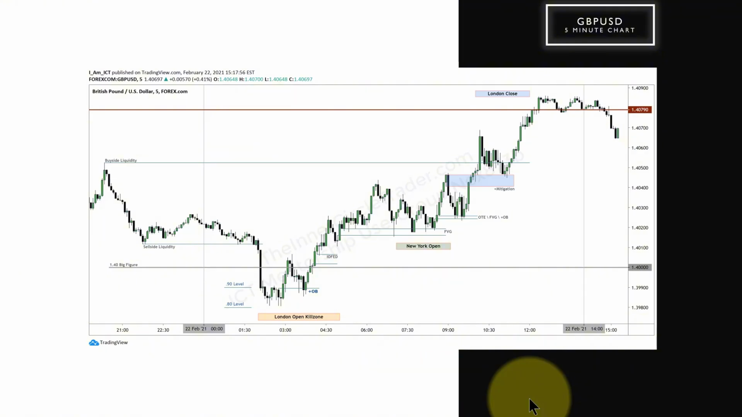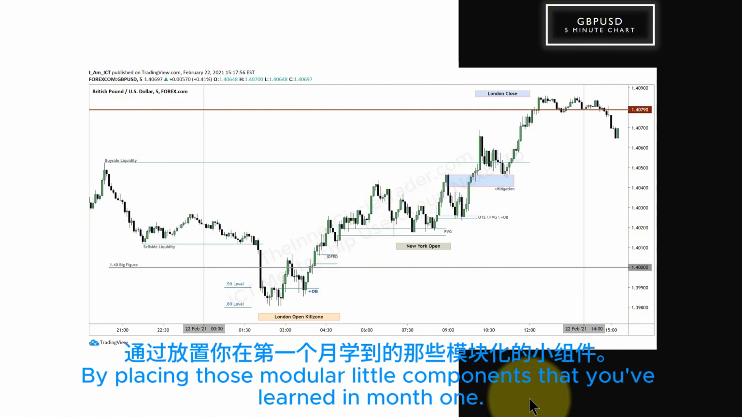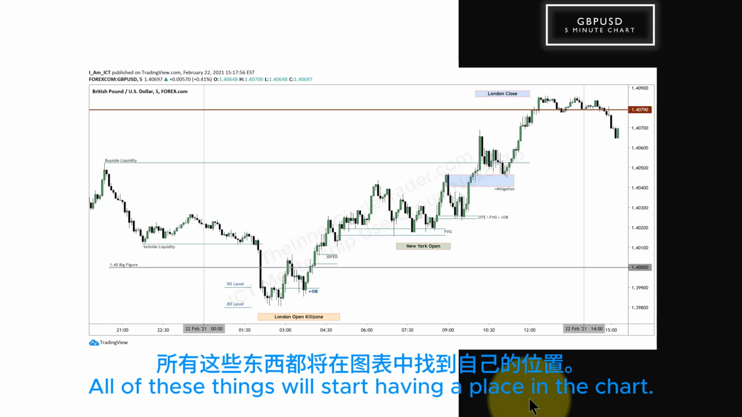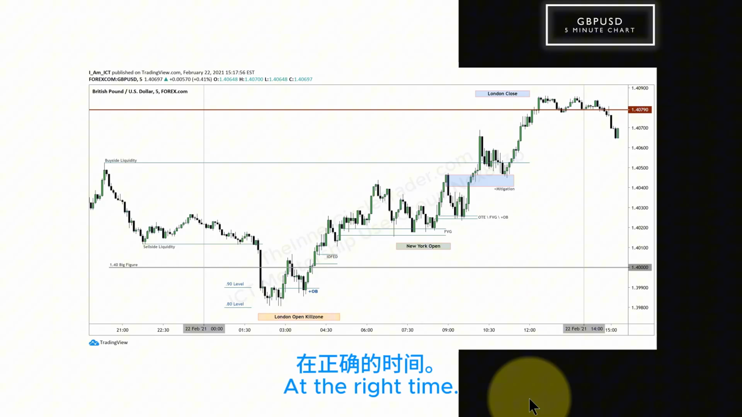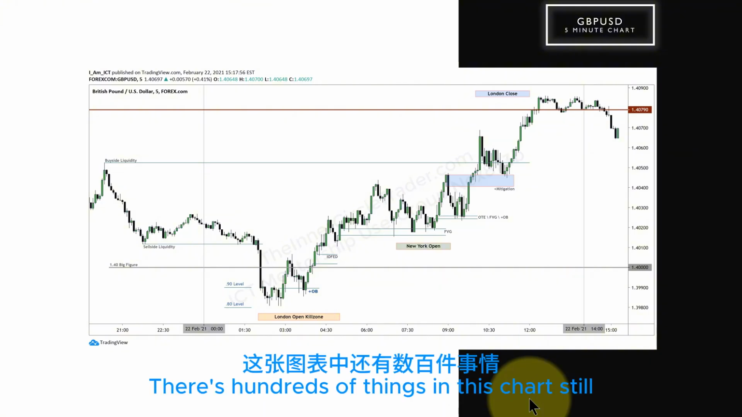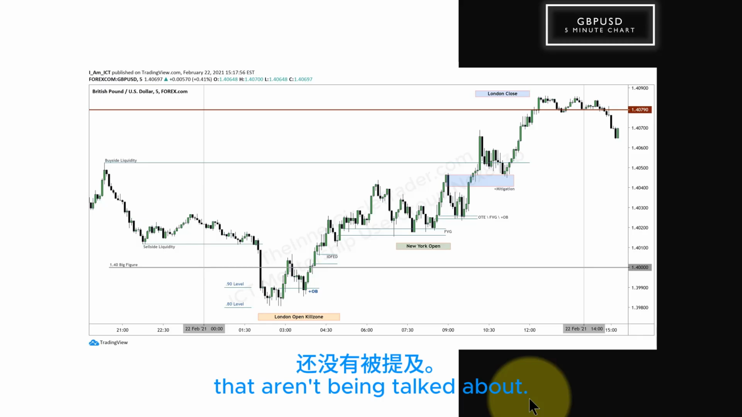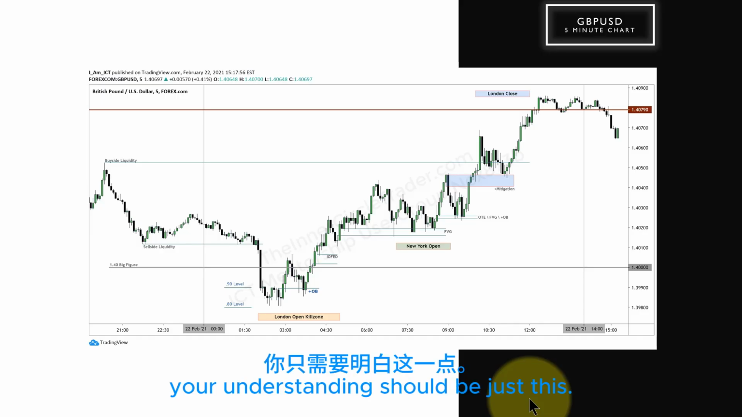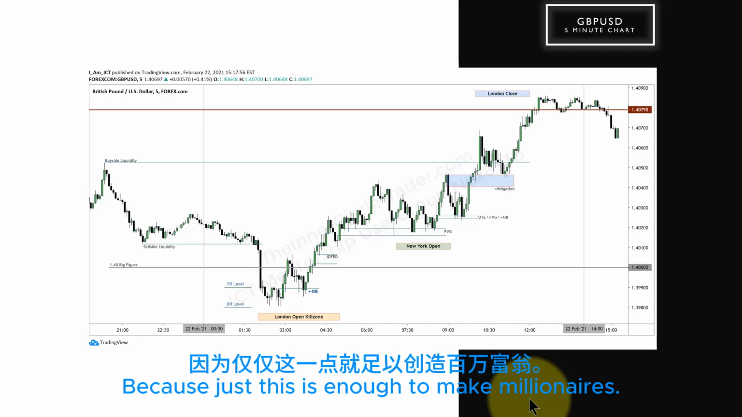Using what I teach you, by placing those modular little components that you've learned in month 1, that you'll learn in month 2, 3, 4 and so on, all of these things will start having a place in the chart at the right time, in the right instance, and underneath the right logic. There's hundreds of things in this chart that aren't being talked about, that are useful. But for now, your understanding should be just this. Because just this is enough to make millionaires.